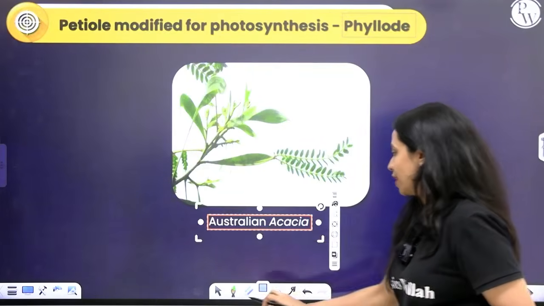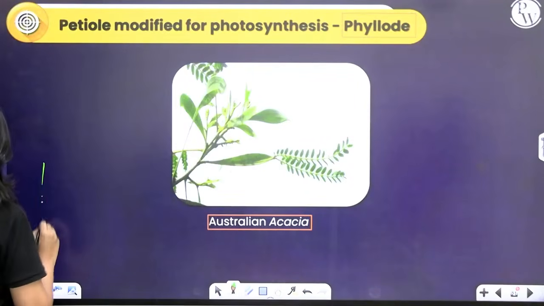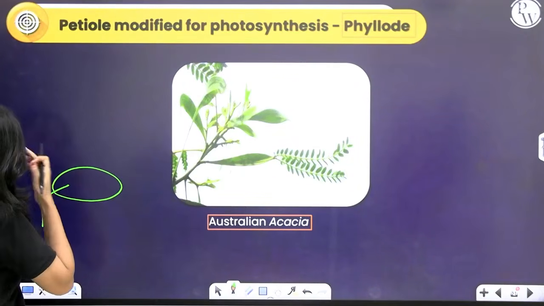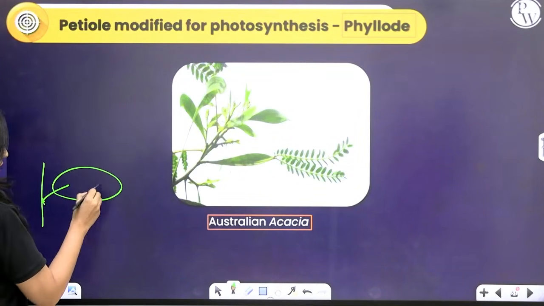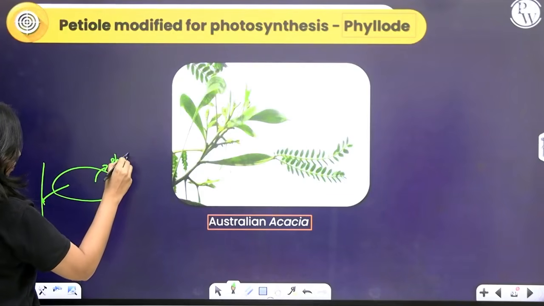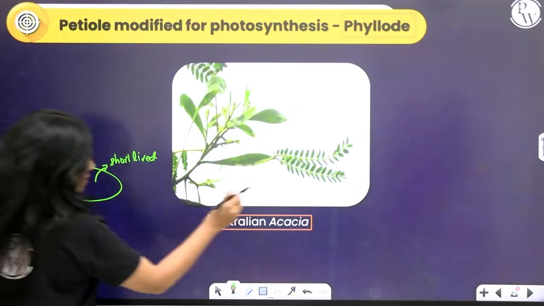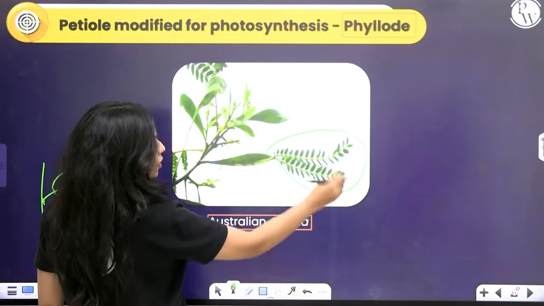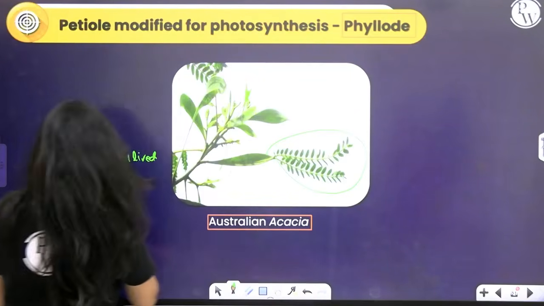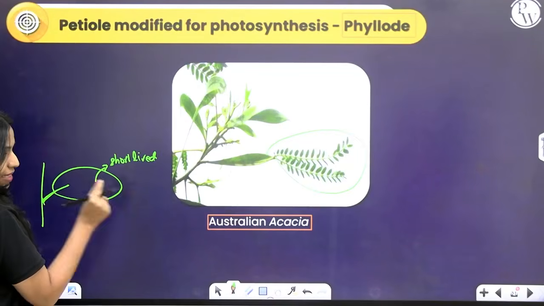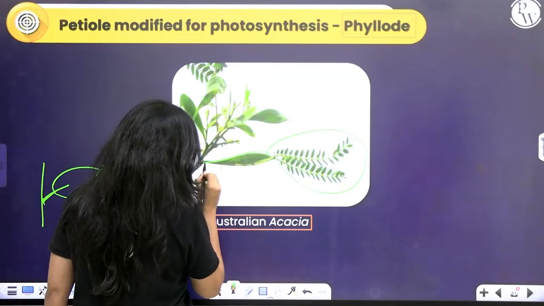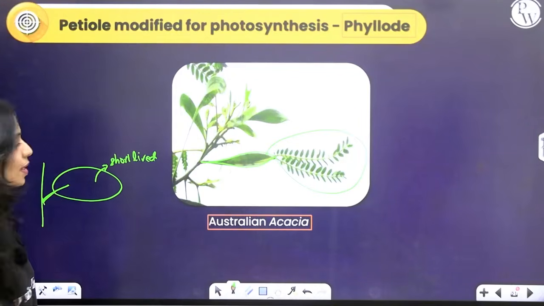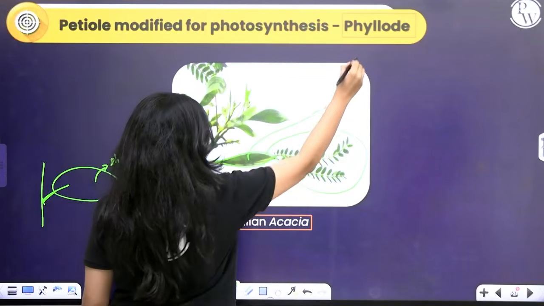Here what happens is, generally when you take the different parts of a leaf, you have the leaf base, then you have the petiole, and then you have the lamina, right? So in this case what happens is, the lamina is short-lived. Okay, so this is actually the lamina part. It is short-lived. It falls off. Therefore, after the lamina itself falls off, the petiole, which is usually like a small thin stick, will expand and become wider and performs the function of photosynthesis. In this case, we call this a phyllode.